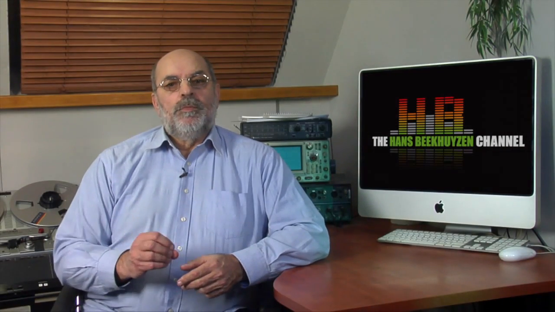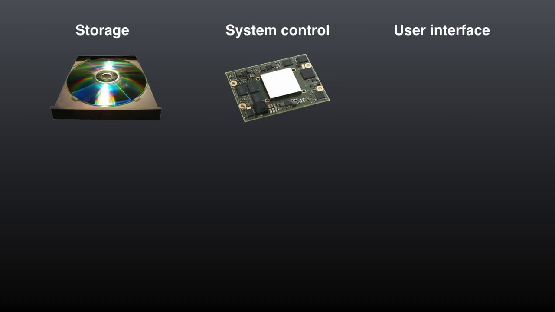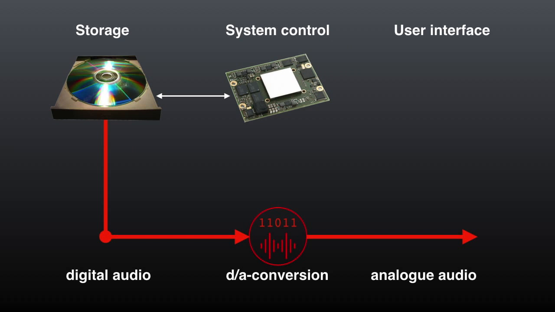Every digital music player uses one or more storage devices, an operational control system, digital analog conversion, and a user interface. The CD player uses a CD in a CD drive that is controlled by the operational control system that in turn receives instructions from the user interface called the remote control.